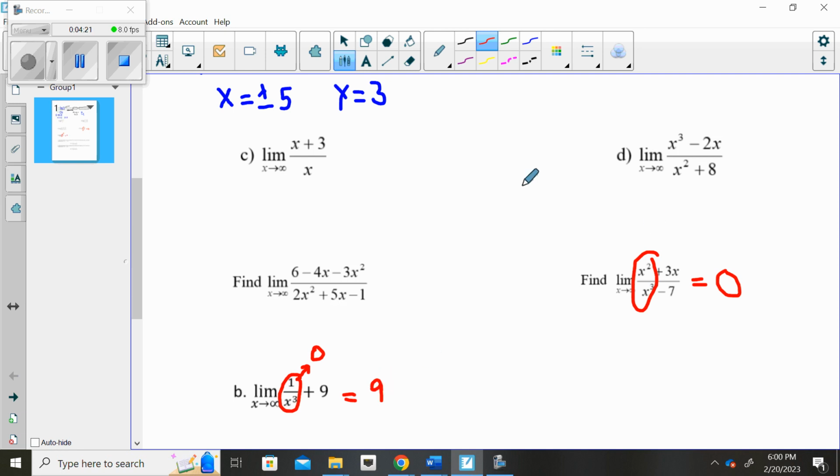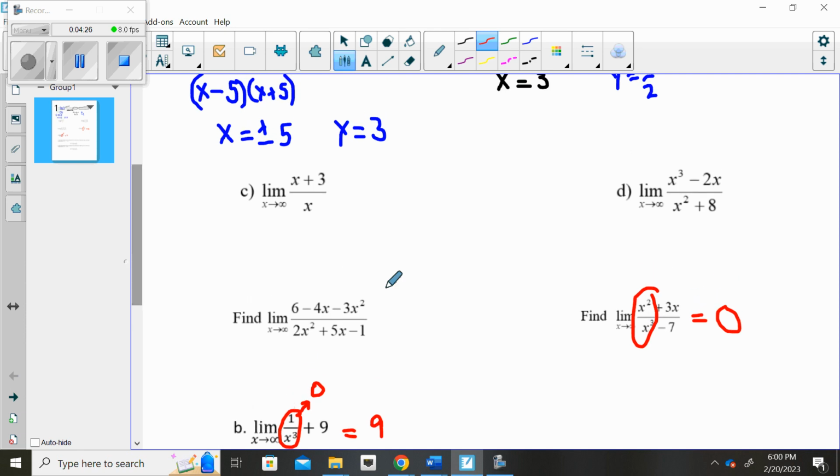All right, then I'm going to look for the one that's top heavy. So the number of cookies grows faster than the number of people showing up to eat the cookie. So I'm going to end up with lots and lots and lots of cookies. That would simplify down to x, and x is approaching infinity. So this function keeps on growing. So this function would not have a horizontal asymptote line.